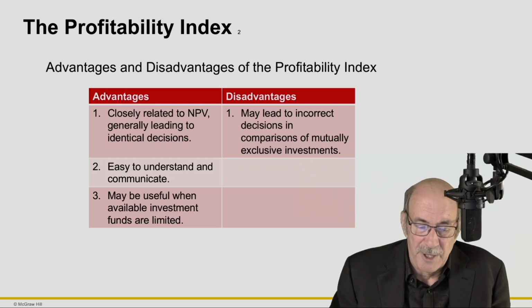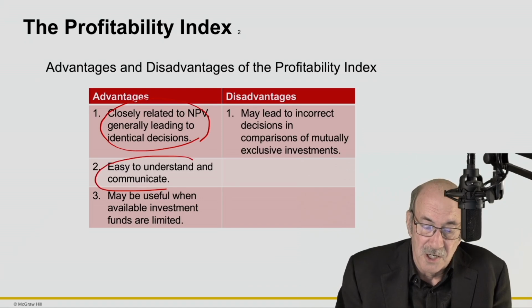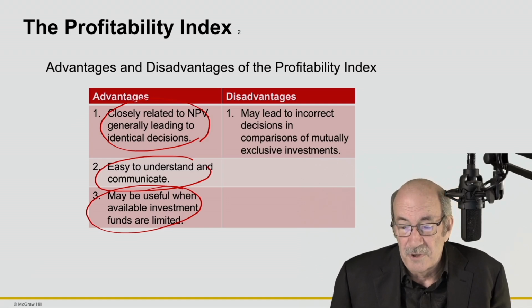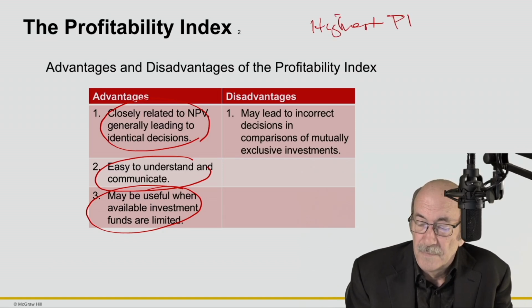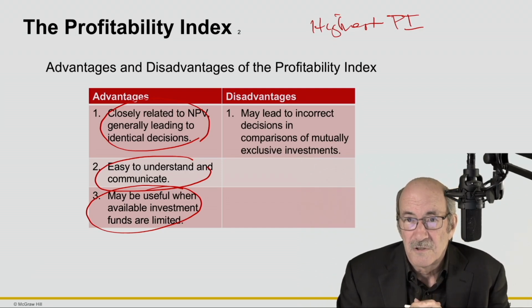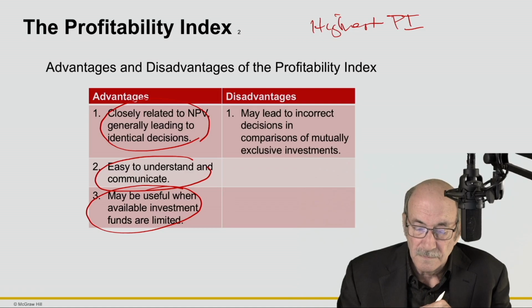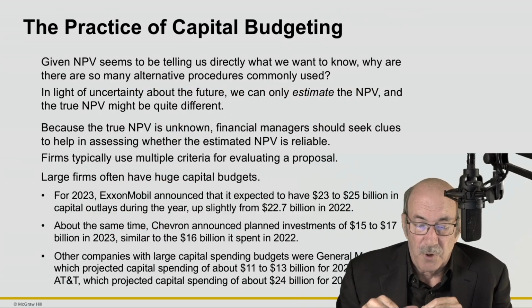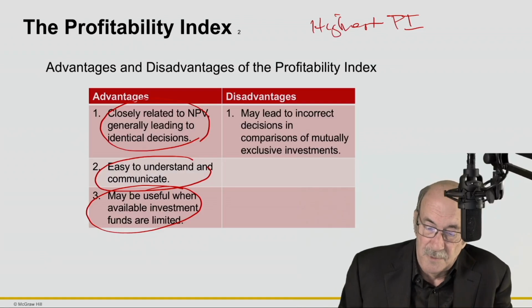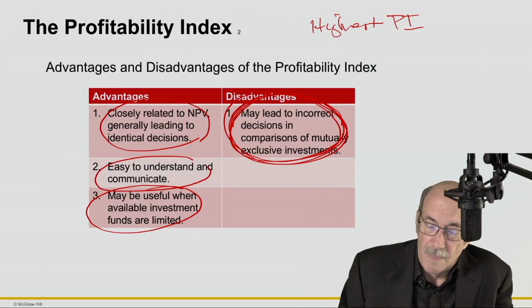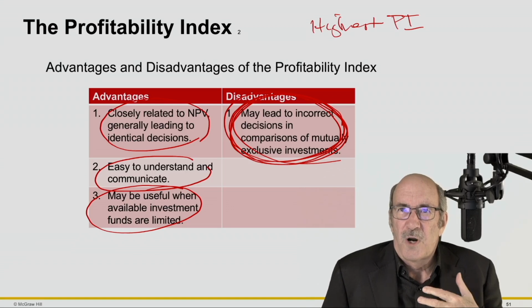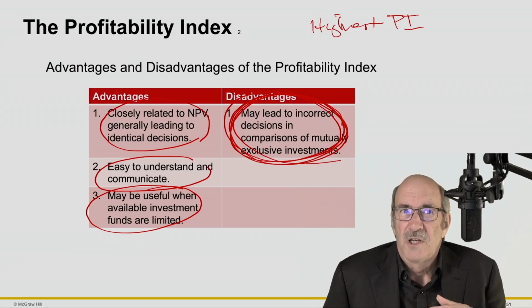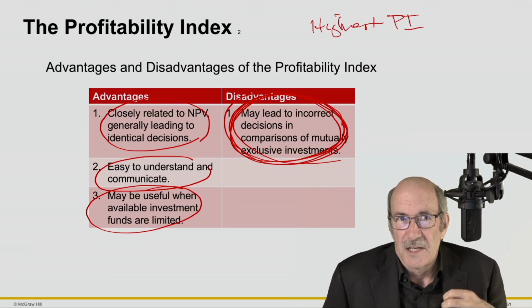Advantages of this profitability index: it's closely related to NPV. It's easy to understand. It may be useful when available investment funds are limited. So there we would look for the highest PI; that's the one we would take if we had mutually exclusive projects. Now, in practice, one last thing to mention: a disadvantage. It still only tells us relative. So one project has relatively higher returns than another. It doesn't tell us the size of that NPV.